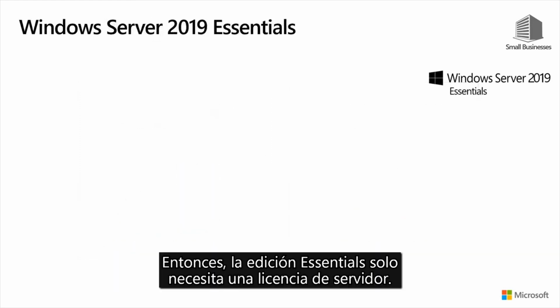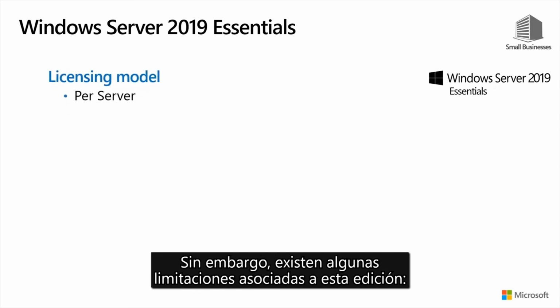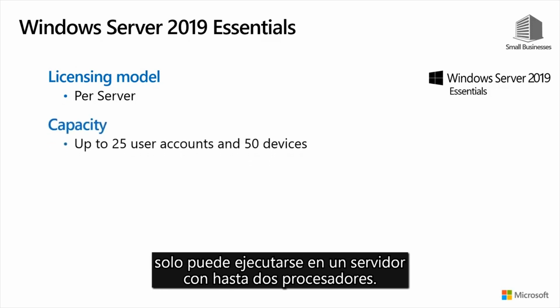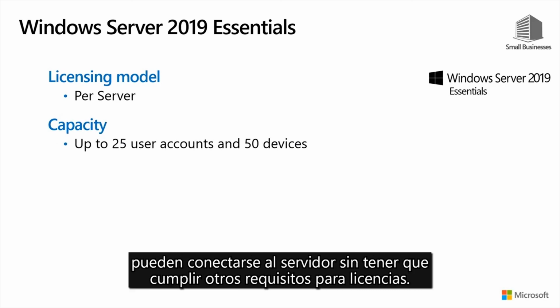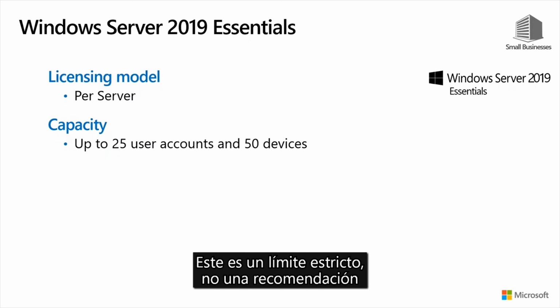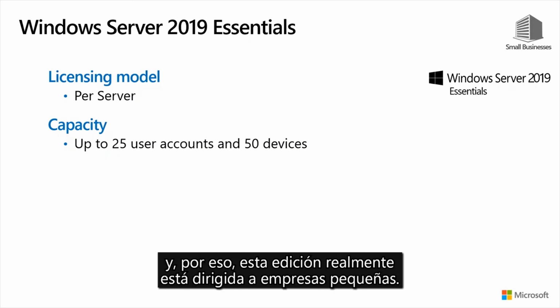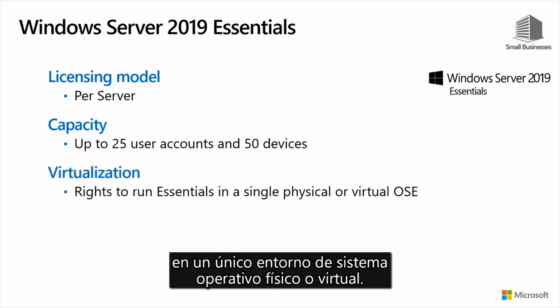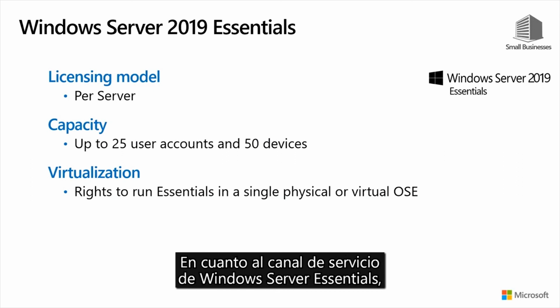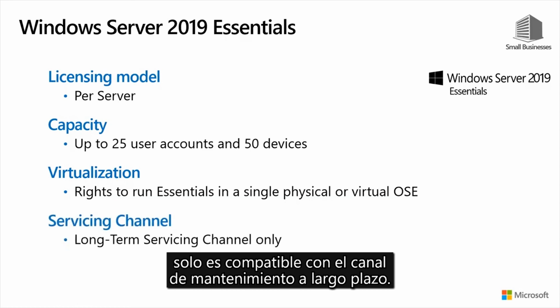So the Essentials edition just requires a server license. However, there are a couple of restrictions associated with this edition. It's limited to run on a server with up to 2 processors, and then up to 25 users or 50 devices may connect to the server with no further licensing requirements. Note that this is a hard limit rather than a recommendation, and so this edition really is aimed at a small business. Virtualization is supported, and the license allows the software to run in a single physical or virtual operating system environment. And in terms of the servicing channel for Windows Server Essentials, it's supported by the long-term servicing channel only.